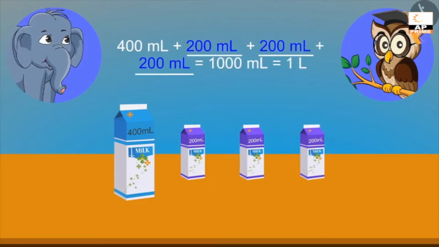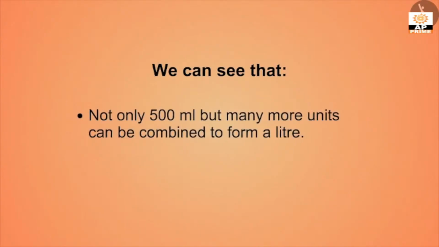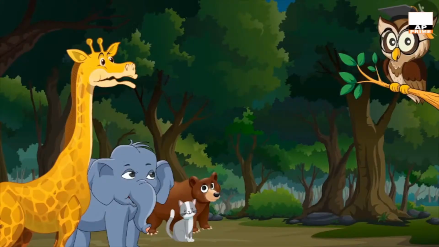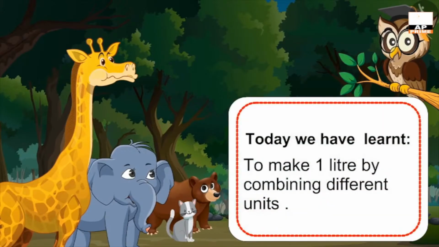Mixing 3 packets of 200 milliliter makes 600 milliliter. And mixing these 600 ml with 400 ml will make 1 liter. Yes, right. We can see that not only 500 milliliter but many more units can be combined to form a liter. Yes, sir. We got it. So kids, today we have learned how to make 1 liter by combining different units.